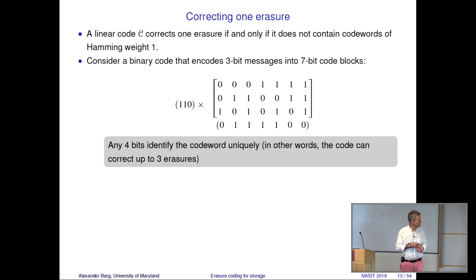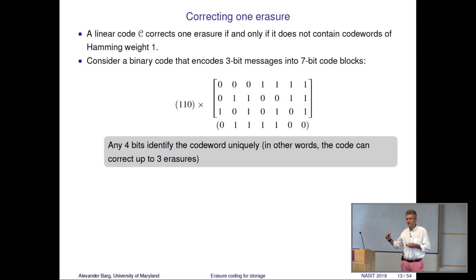It has distance 4. So any 4 bits of the code word identify the code word uniquely. Take any 4 bits here. There is just one code word that fits these 4 bits. So the code corrects 3 erasures. But to correct 3 erasures, or to use the global correction properties, we need to get to 4 bits, as said here. Let's say we just need to correct 1 erasure.